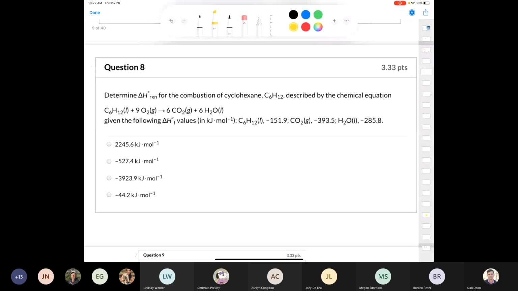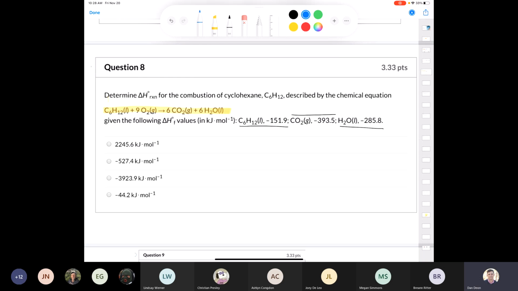Another question that deals with change in enthalpy. It says here, determine the delta H naught of a reaction for the combustion of cyclohexane described by the chemical equation shown here. Cyclohexane plus 9 moles of oxygen gives you 6 moles of carbon dioxide and 6 moles of water. Here are the delta H values for cyclohexane, carbon dioxide, and water.